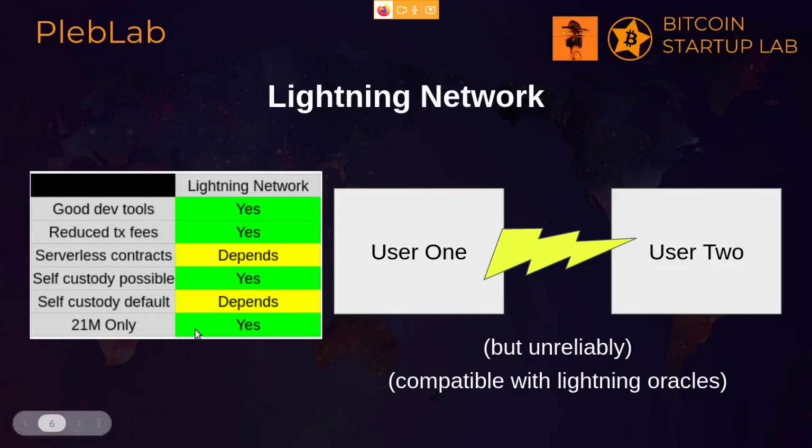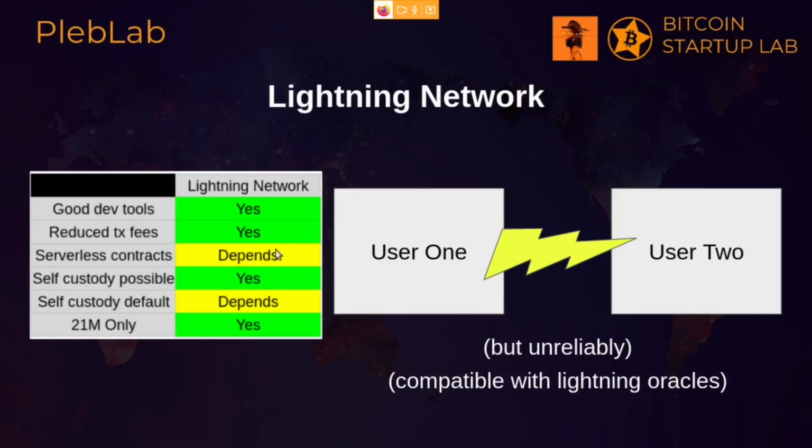Then there's a question of the 21 million. Yeah, Lightning respects that. All Lightning transactions are just Bitcoin transactions that you might broadcast later, or you might not if they get overridden with a new state. So they can't inflate the supply of Bitcoin because they are just Bitcoin transactions with delayed or sometimes never actually being broadcast on the network.